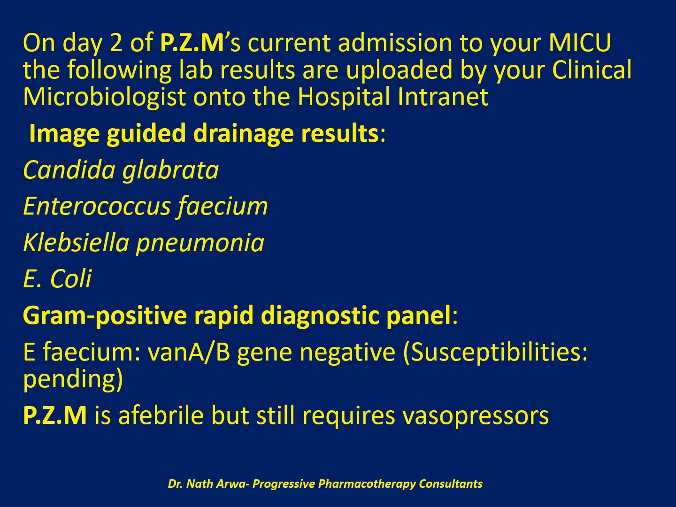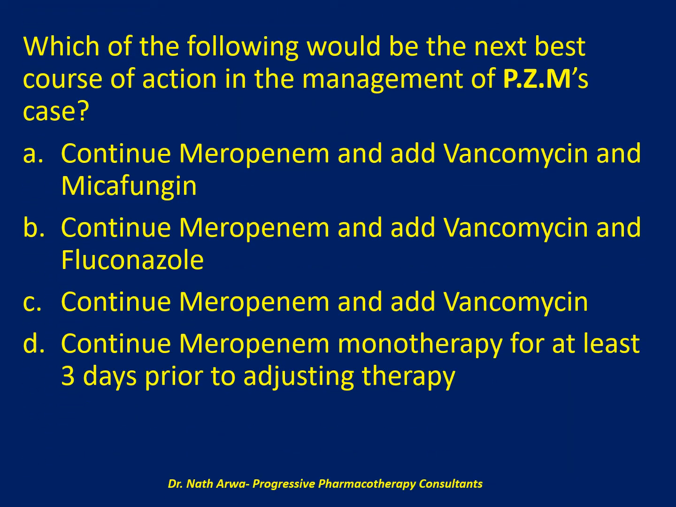Now, PZM is febrile and still requires vasopressors. He's still hypotensive. So my question to you is, which of the following would be the next best course of action in the management of PZM's case? Would you choose to continue meropenem and add vancomycin and micafungin? Or would you continue meropenem and add vancomycin and fluconazole? Or would you continue meropenem and add vancomycin, or would you continue meropenem monotherapy for at least 3 days prior to adjusting therapy? I'll give you 10 seconds to choose the correct answer.